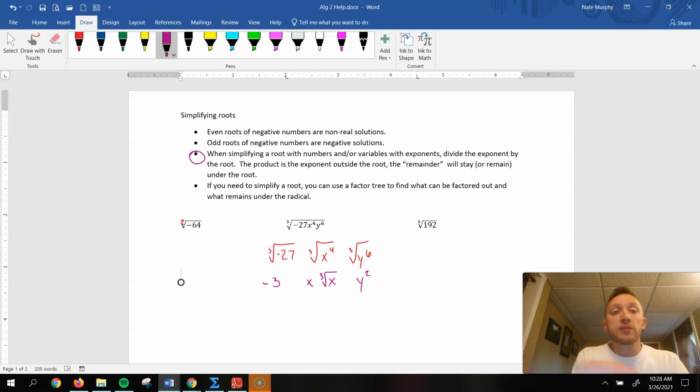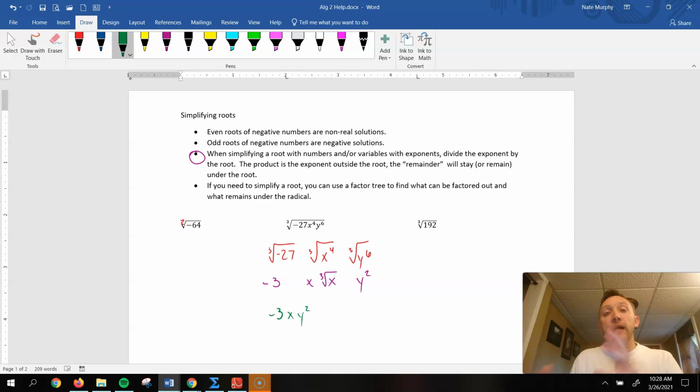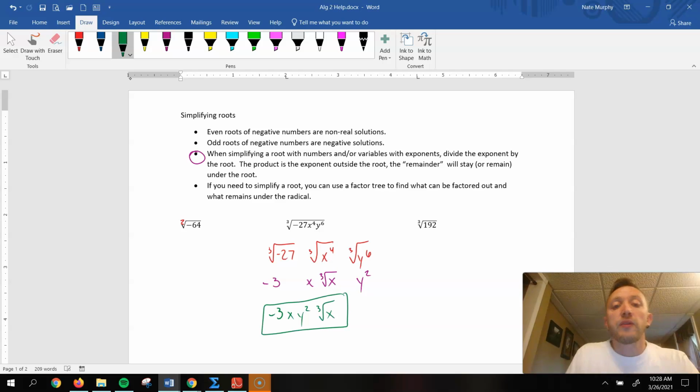Now if we put this all together as 1, we would have negative 3 and then x y squared. So that's all the items that would be outside of the radical. Then underneath the radical, we'd have the cube root of x. So that would be your answer for that second one.